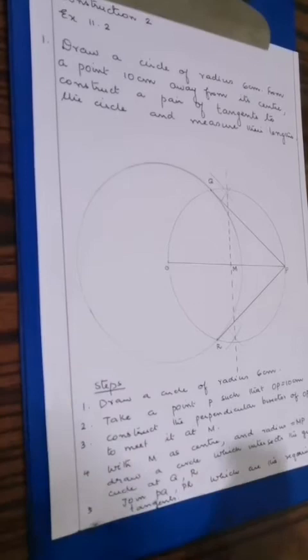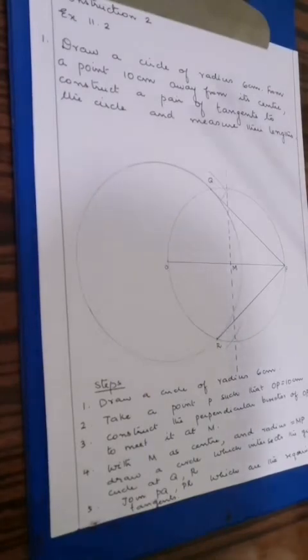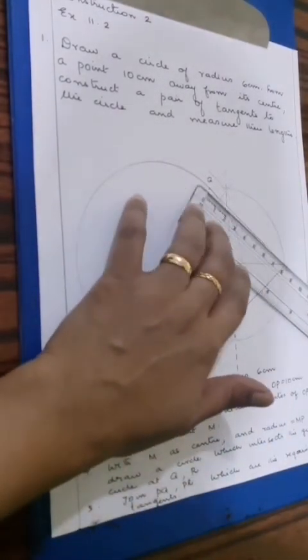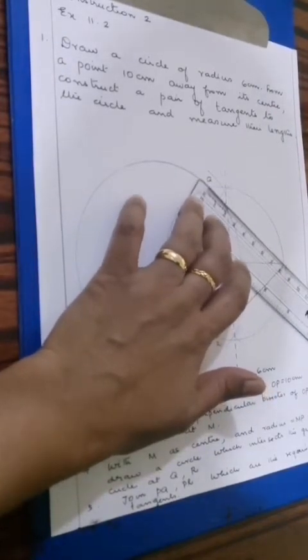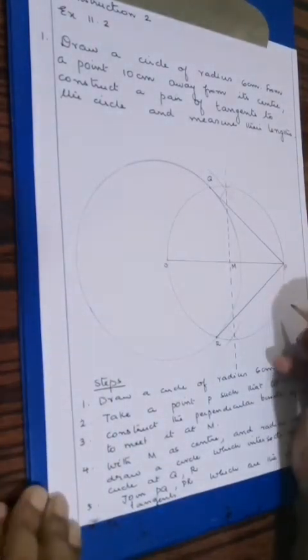The question is to measure the length of the tangents. Let's measure the tangents and get a relation. You already know the theorem: the tangents will be of equal length. So the tangents measure 8 centimeter. You can mention that here.